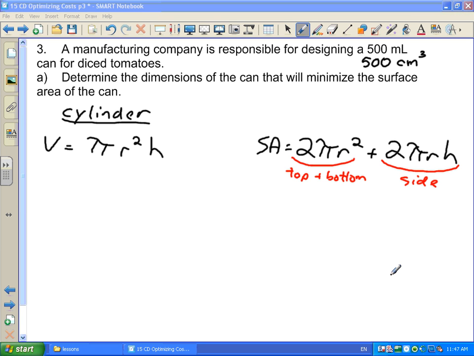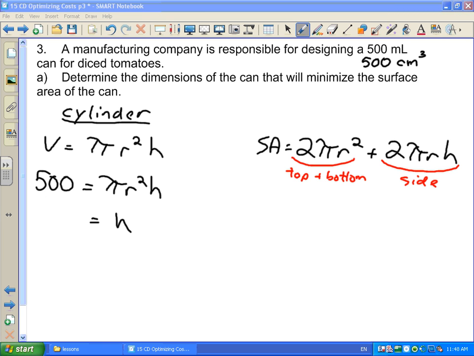Which one are we going to take the derivative of? Surface area, right? Because that's what we're trying to minimize. And we're given this piece of information here: 500 milliliters, so we know that our volume is 500. So let's put that in here. If we want to optimize our surface area, we're going to take the derivative of this surface area function. But the problem is we've got two variables in here. So we want to express one variable in terms of the other. We want to get rid of either r or h, and it works a lot easier if we get rid of h.